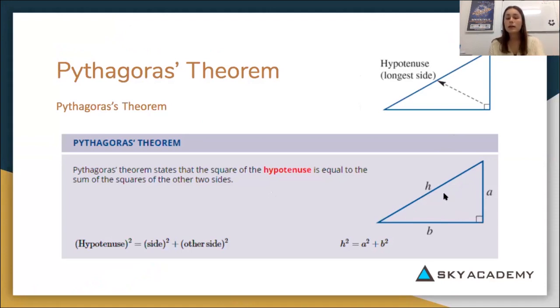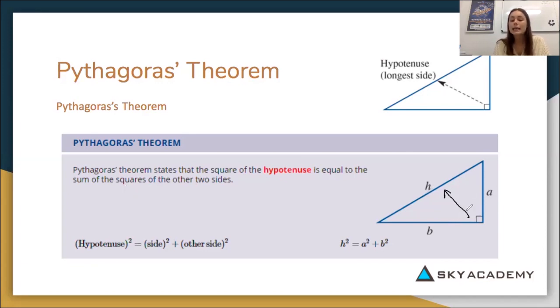So Pythagoras' theorem states that the square of the hypotenuse is equal to the sum of the squares of the other two sides. So the hypotenuse is considered the longest side, and it is the side that is directly opposite the right angle. And we can see that the hypotenuse here is represented by H. And the other two sides, the shorter sides, are represented by A and B.